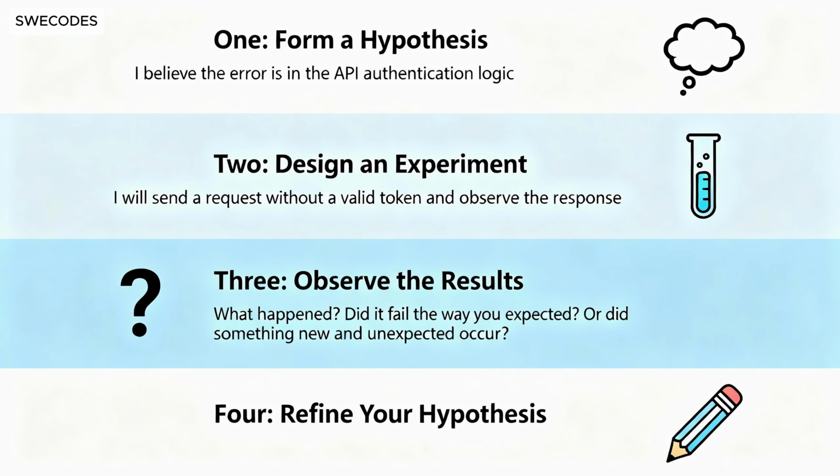3. Observe the results. You run the test. What happened? Did it fail the way you expected? Or did something new and unexpected occur? 4. Refine your hypothesis. The result, the new clue, narrows the search. You repeat the loop, getting closer to the truth with every cycle.